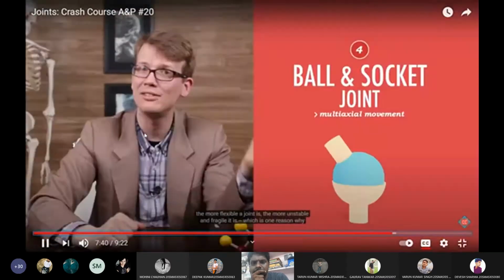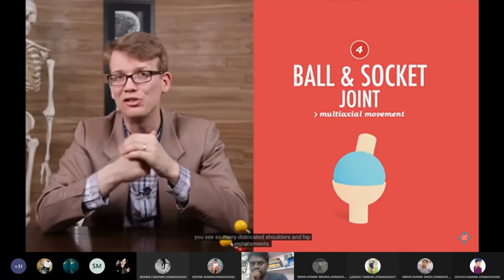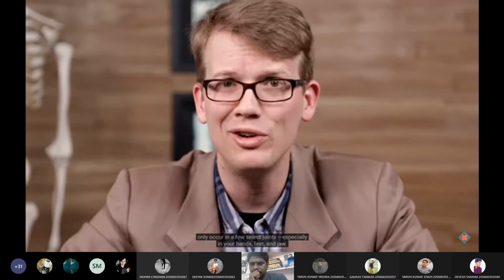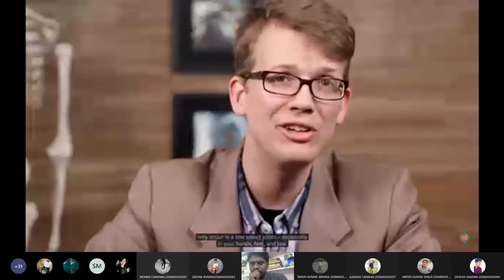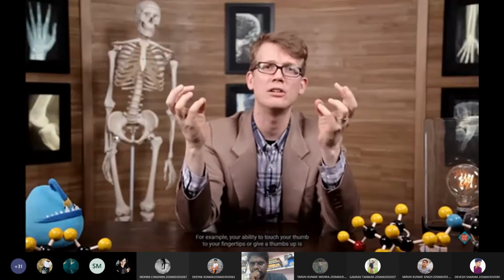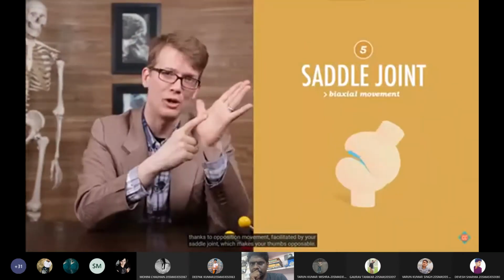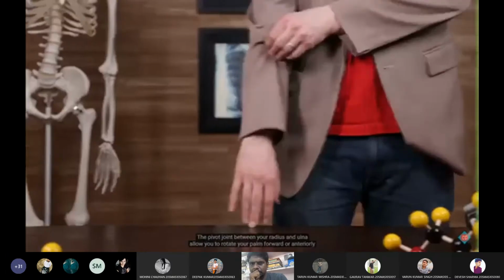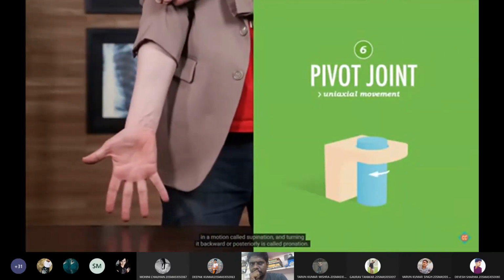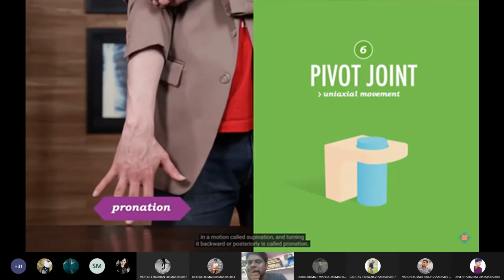The more movement a joint has, the more unstable and fragile it is, which is one reason why you see so many dislocated shoulders and hip replacements. And it's worth pointing out that some movements are just special and unique and only occur in a few select joints, especially in your hands, feet, and jaw. For example, your ability to touch your thumb to your fingertips or give a thumbs up is thanks to opposition movement facilitated by your saddle joint, which makes your thumbs opposable. The pivot joint between your radius and ulna allows you to rotate your palm forward or anteriorly in a motion called supination, and turning it backward or posteriorly is called pronation.